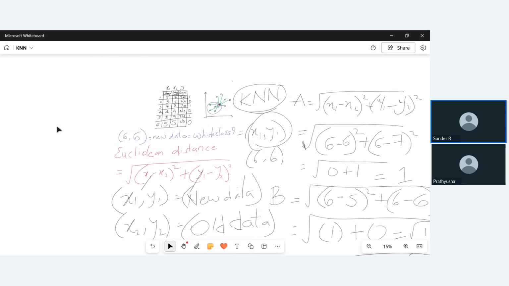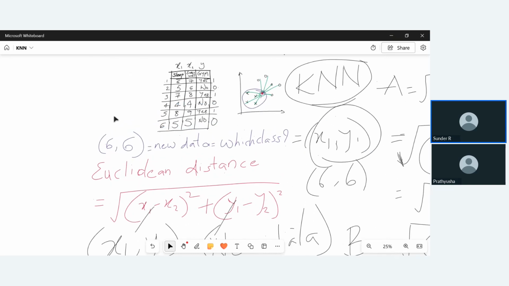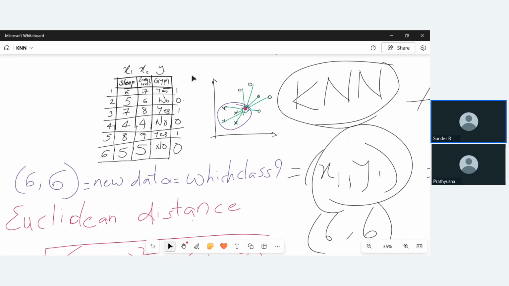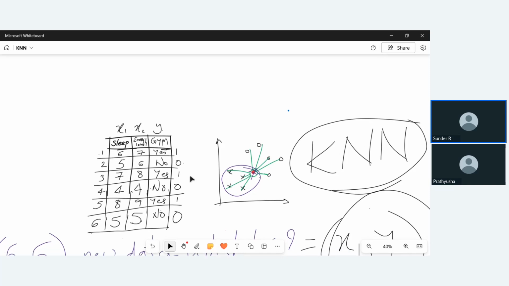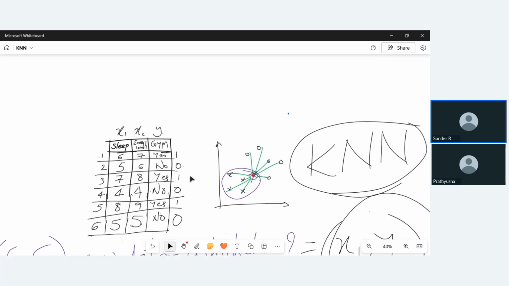So here you go. Here is your data set that you can consider. Please bear with me as my handwriting is not that good, but everything I've written should be readable and understandable. So here, what do we have, guys? We have x1, x2, and then y, right? x1 is sleep, x2 is energy levels, and y is nothing but the gym. Depending on your sleep and energy level, we will be classifying whether the person is ready for the gym or not.